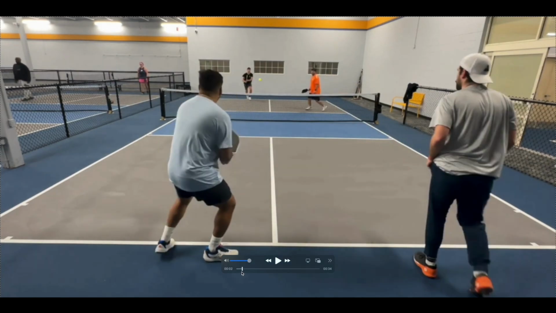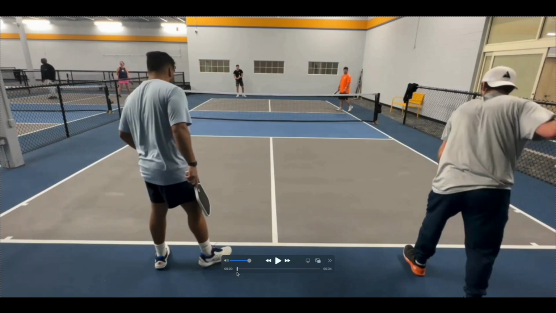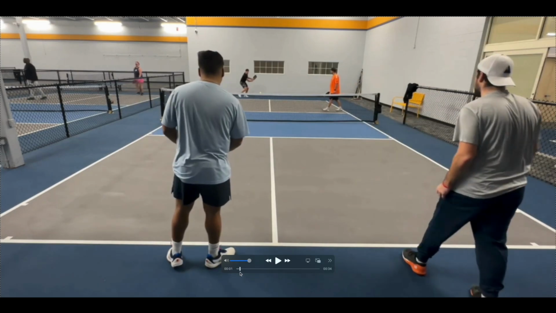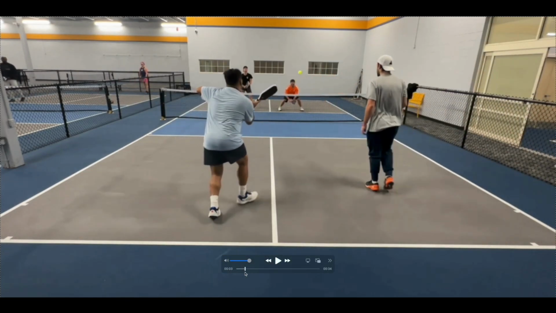Okay? So when you're faced with this particular shot, when you serve the ball, when the ball is returned low, when it does not have a big bounce, the majority of the time in this situation, you want to drop the ball.